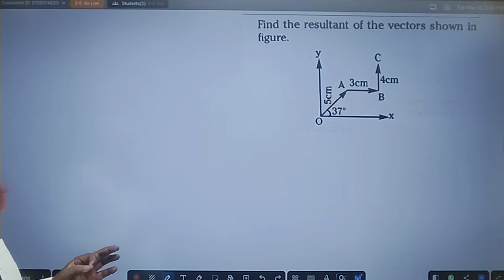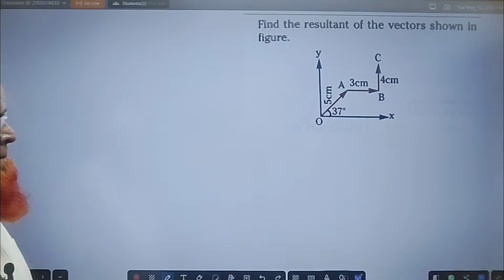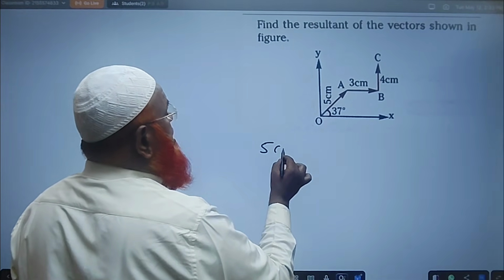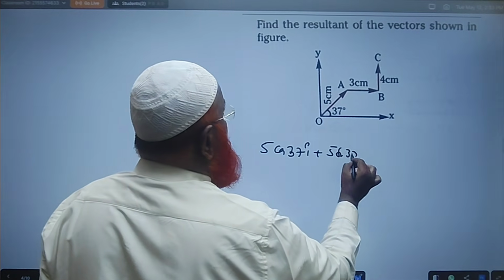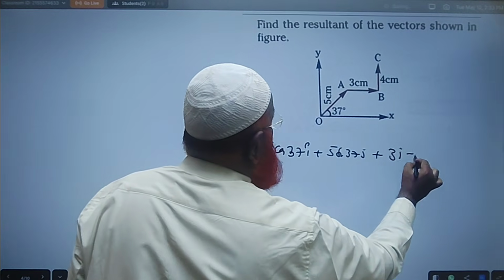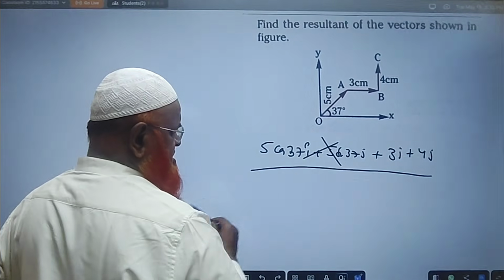Okay. Next, you can just see. Find the resultant of the vectors shown in the figure. They solve it in a very complex method. Okay, so what they will do is take the i vector and j vector, that is 5 cos 37 i plus 5 sin 37 j, plus again 3i plus 4j, but I have got a simple method. You need not do all these nuisance and nonsense.